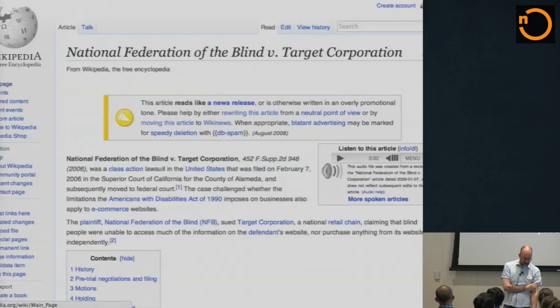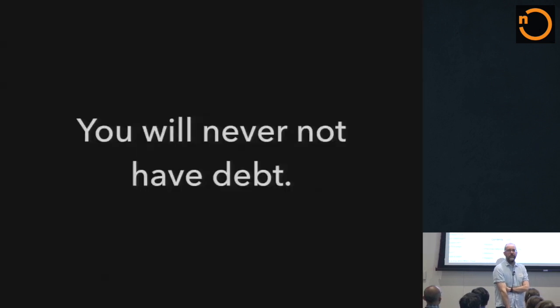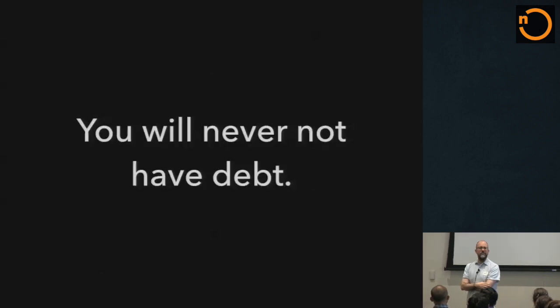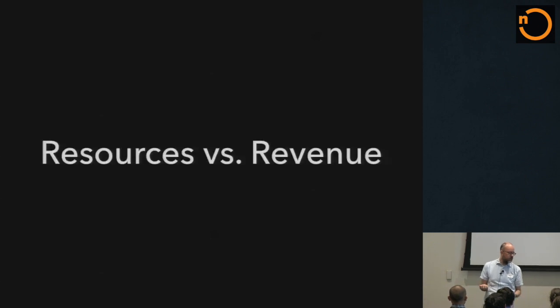You start saying things like that, and you get yourself sued, which the National Federation for the Blind is more than happy nowadays to do, which, more power to them. I wish they did it more, but it's a horrible place to be. But here's the awful truth, right? You will never not have debt. Why? It's easy, right? There are not infinite resources, and you don't have infinite revenue. You have to make a choice.